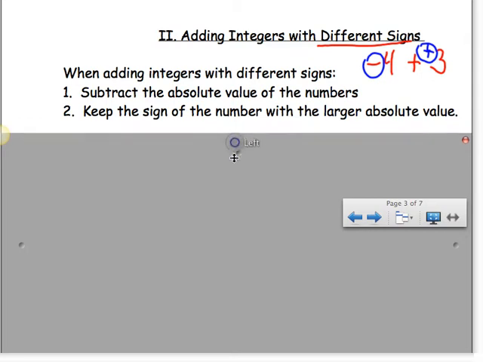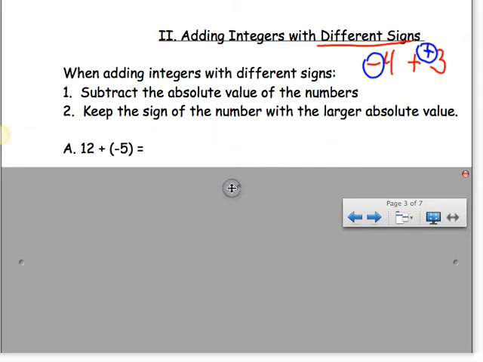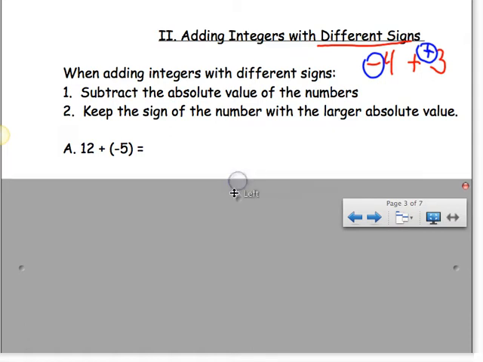So let me show you what I mean. First example, 12 plus -5. I have two numbers with different signs. The first one's positive, the second one's negative. My first step is to subtract the absolute value of the numbers. So the absolute value of 12 is 12. The absolute value of -5 is just 5. So I just need to subtract the numbers. 12 minus 5 equals 7, and I've subtracted the absolute value of the numbers.